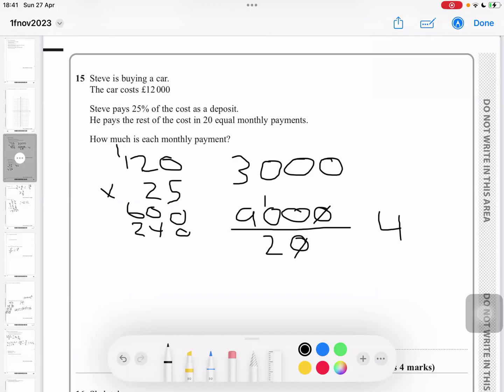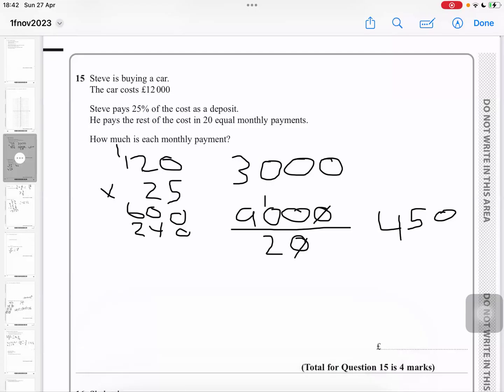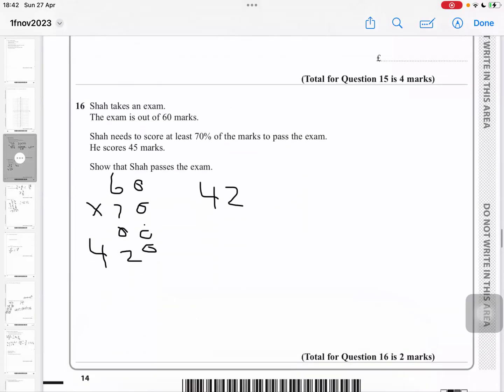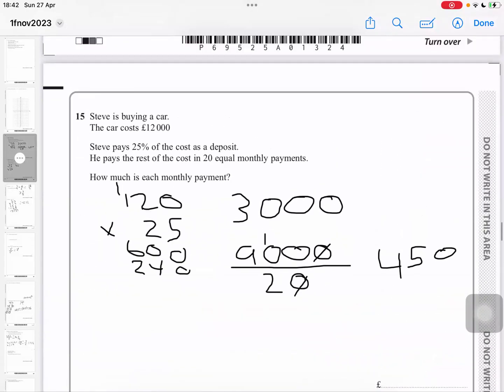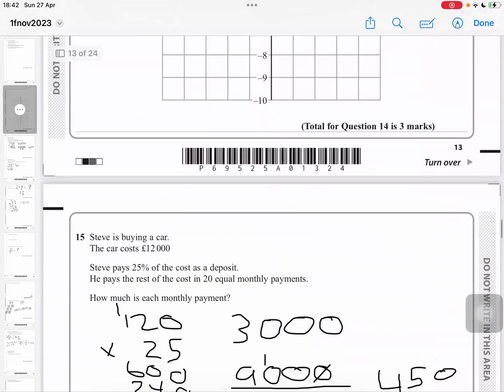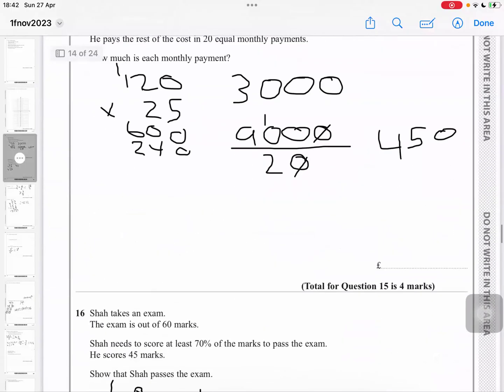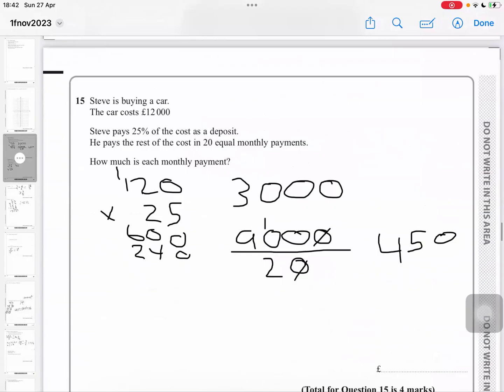So our final answer is going to be 450 because of that other 0 that's behind, because 2 in 0 is 0. Okay, so that's going to be 450, right? Yes. Okay, so we're good to go. Each monthly payment is £450. Yep. So we can move on to the next question.